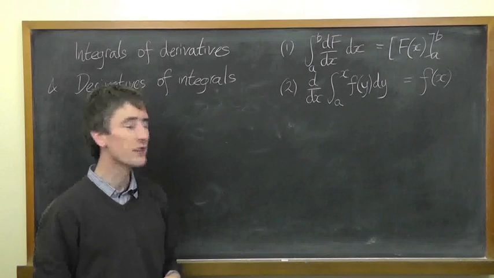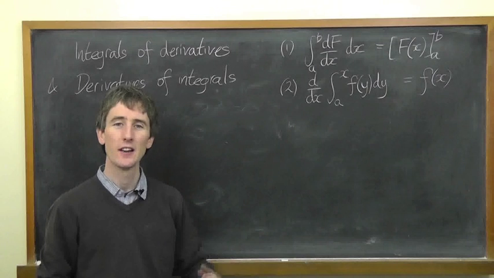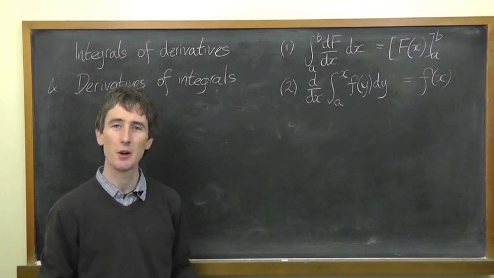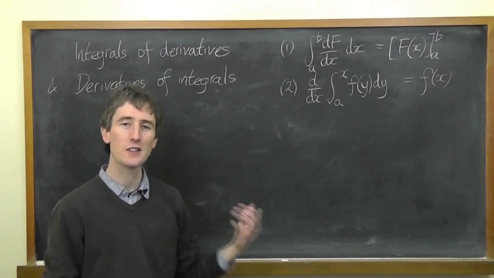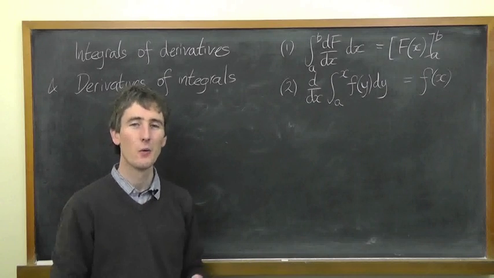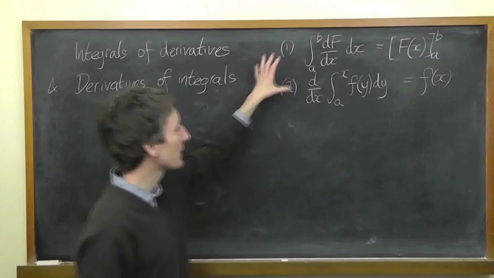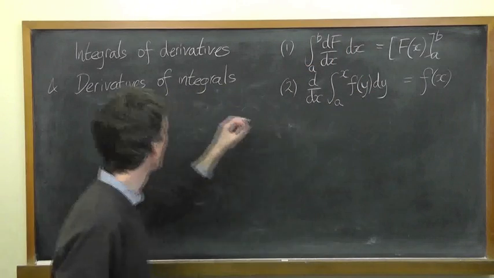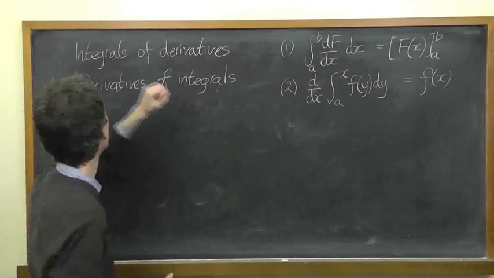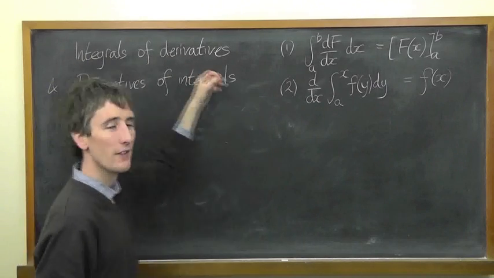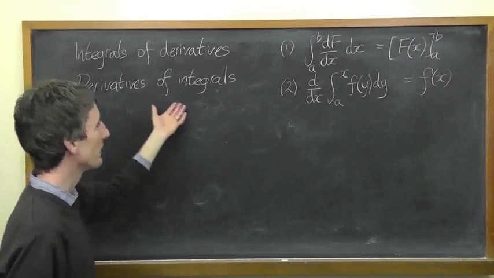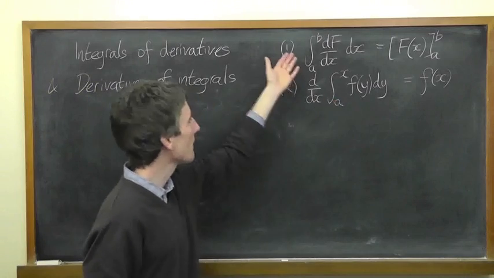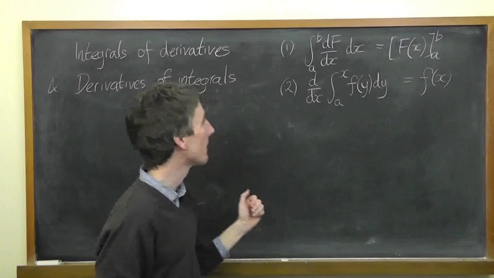A theme of this course has been that differentiation and integration are two sides of the same coin. More than that, they're inverse processes, so the action of one undoes the other. Well, that idea is encapsulated in these two equations. The first one tells us about the integral of a derivative, and the second equation tells us about the derivative of an integral.